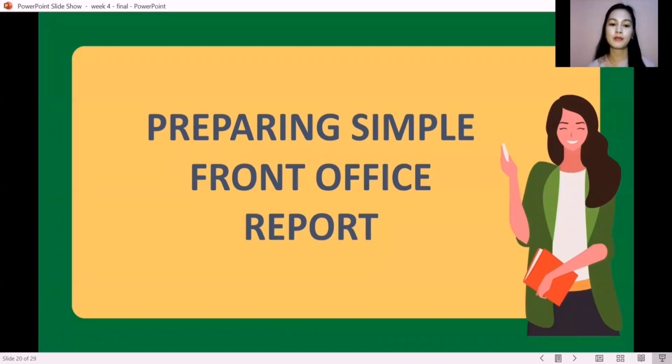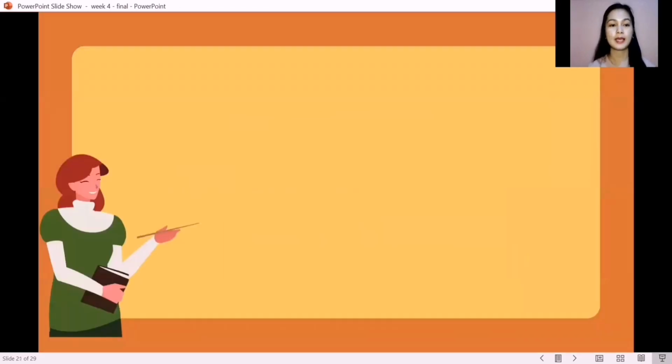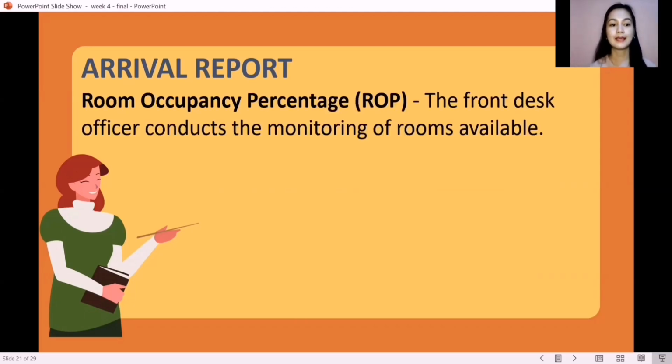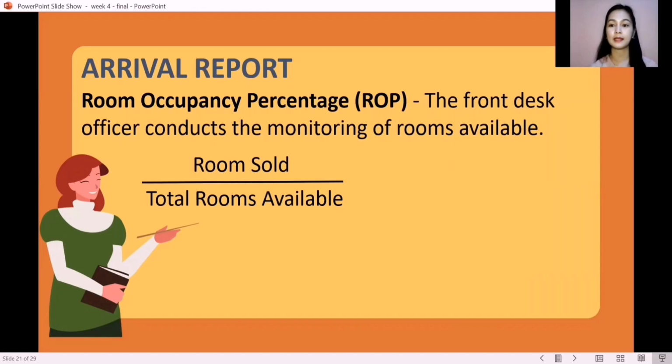Now let us proceed to preparing a simple front office report. Front office has two different types of report: the arrival report and the departure report. For the arrival report, we will get the room occupancy percentage, or the ROP, of the hotel. The ROP is conducted by the front desk officer for the monitoring of rooms available. To get the ROP, we will use the formula: rooms sold divided by the total rooms available, multiplied by 100, and that will be our ROP, or the room occupancy percentage.